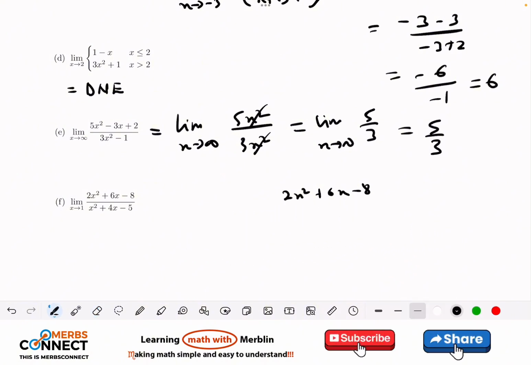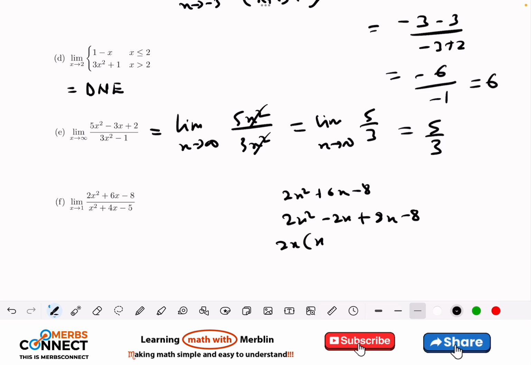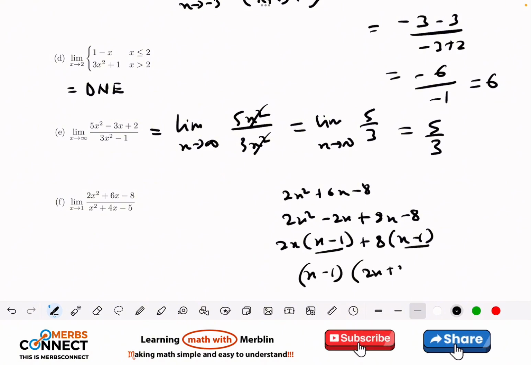So let's use them. This one will be 2x squared minus 2x plus 8x minus 8. Then I'll pull 2x out, and we'll be left with x minus 1, plus, when I pull 8 out, I'll have this. So I have x minus 1 common, then I'll combine 2x plus 8. So that one will be the numerator. The numerator will be x minus 1 times 2x plus 8.